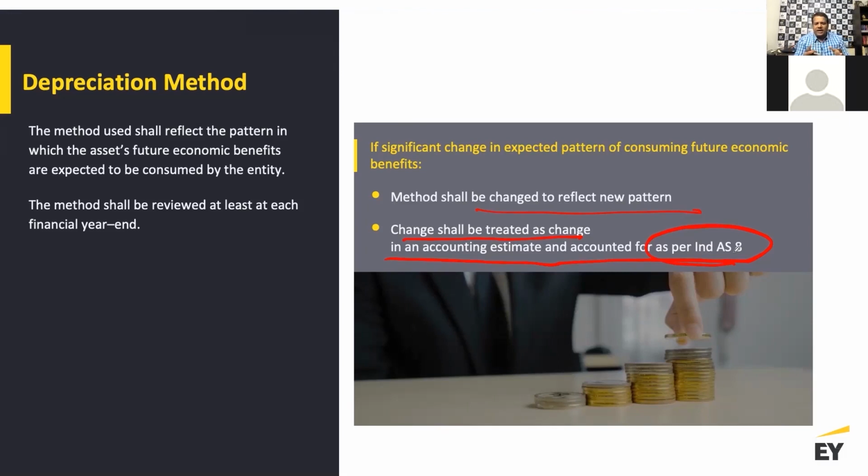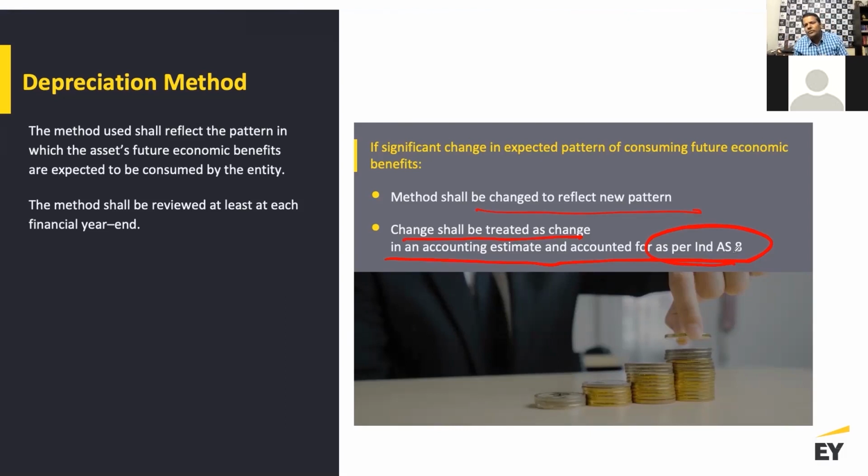What does this mean? If an asset which I was depreciating over 10 years, now in year 3, I realize that the life of this asset is actually not 10 years. The life of this asset was only 7 years. That means 3 years have already passed. I now need to depreciate it over the balance 4 years. So whatever the carrying amount of the asset on that day, I'm going to divide it over 4 years, and then depreciate it over the balance 4 years.